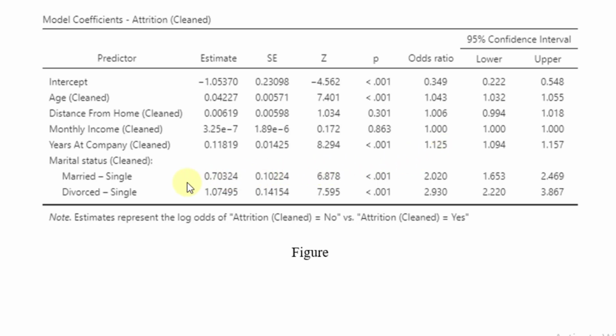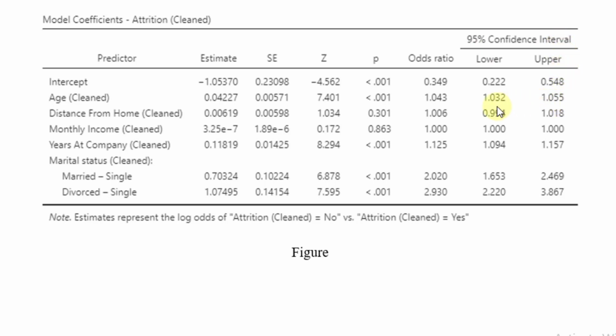Similarly, if we come towards marital status, that is our categorical variable, we say that no attrition for the married participants is 2.02 times greater than that of single. Those participants who are divorced, their likelihood for no attrition is 2.930 times more than the participants who are single. Further, you'll have to look at this 95% confidence interval.